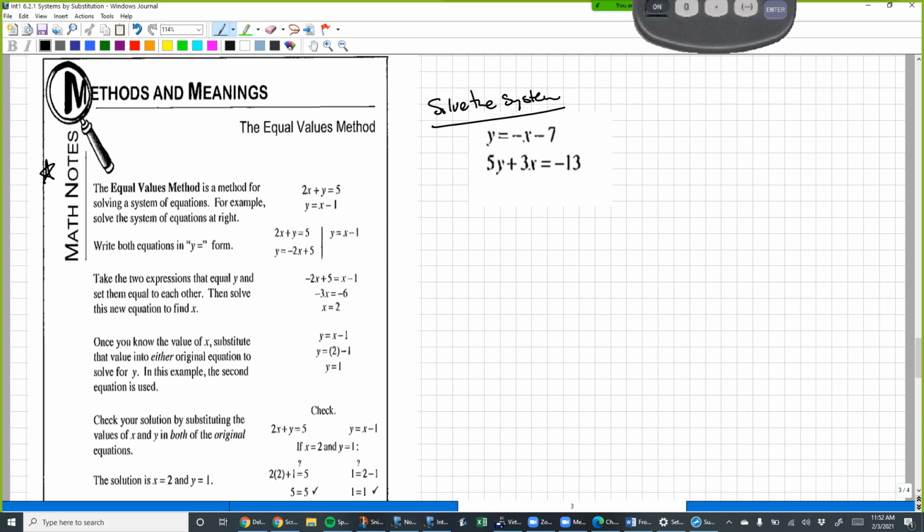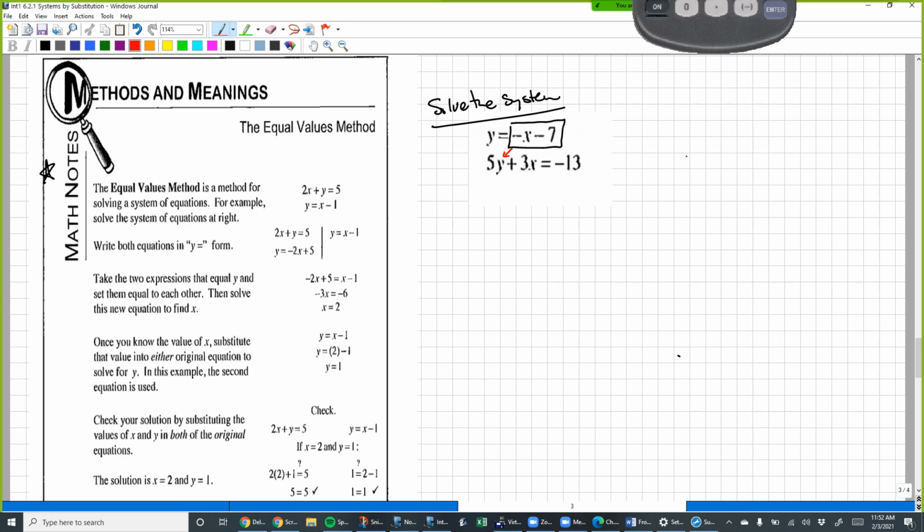We can try something new here, and that is called substitution. Instead of solving this for y, there's a shortcut. I can actually take this and plug it in for the y right there.